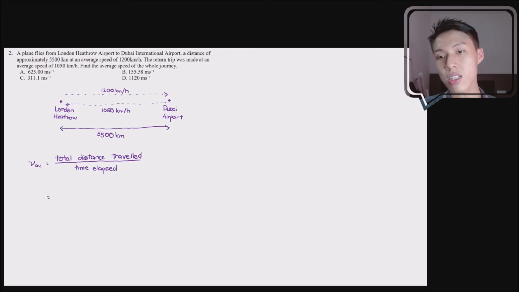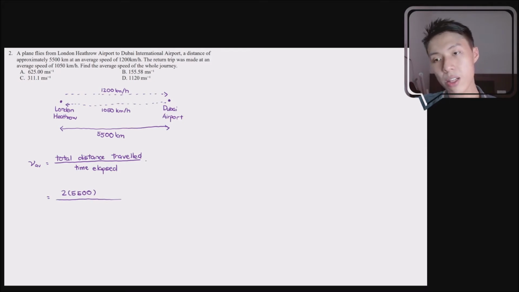The total distance traveled: we know it's a to and fro journey, so it's 5,500 km for the first part of the journey. The second part of the journey will be 5,500 km as well, because they travel the same path, just in opposite direction. So you know that the distance will be 2 times 5,500 km.